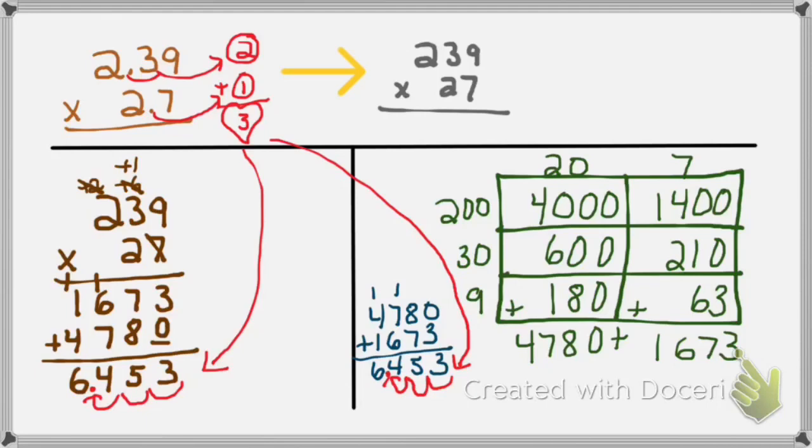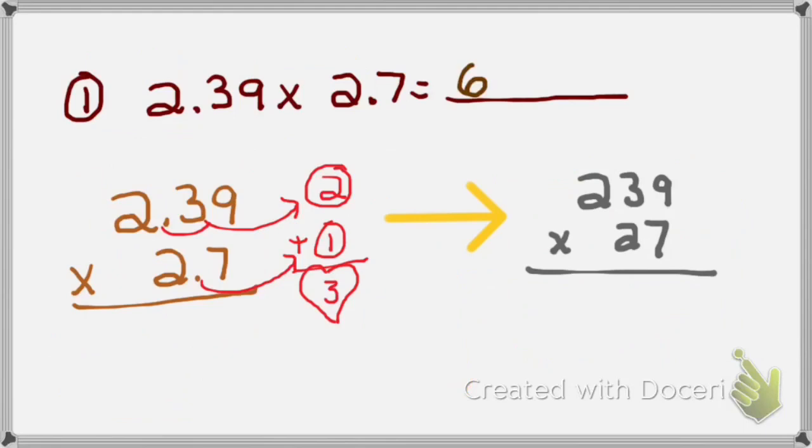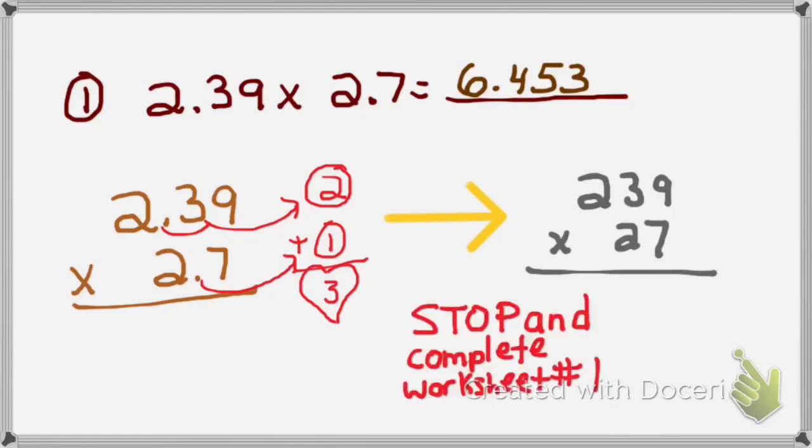So no matter which way you chose, traditional or box method, your product would be 6 and 453 thousandths. So let's go back and put that into our original problem. 6 and 453 thousandths. Please stop the video and complete worksheet number 1.